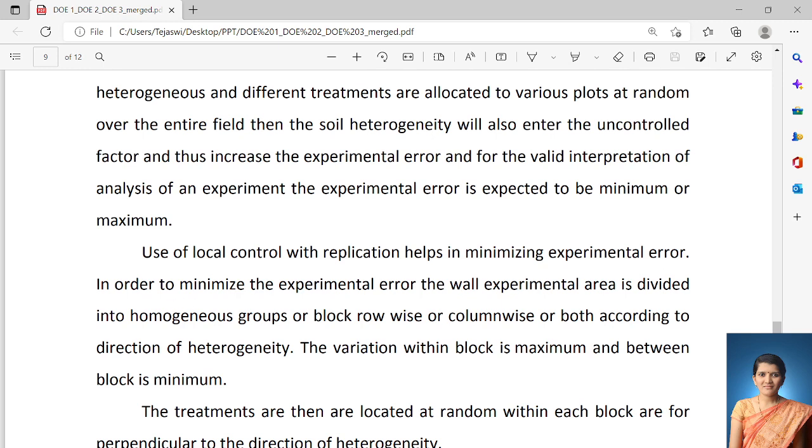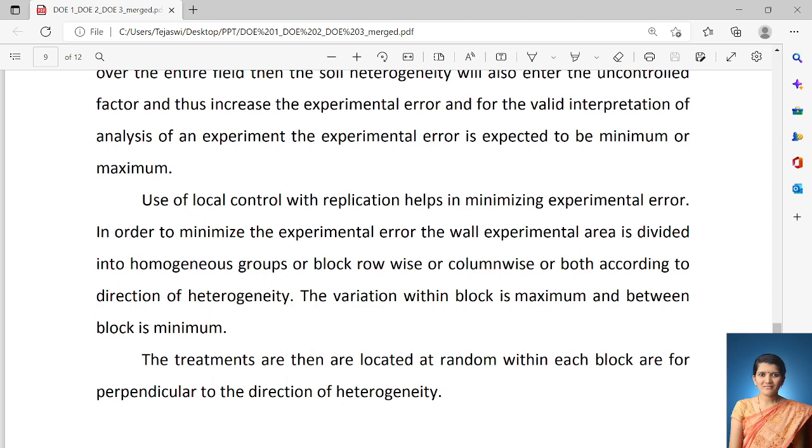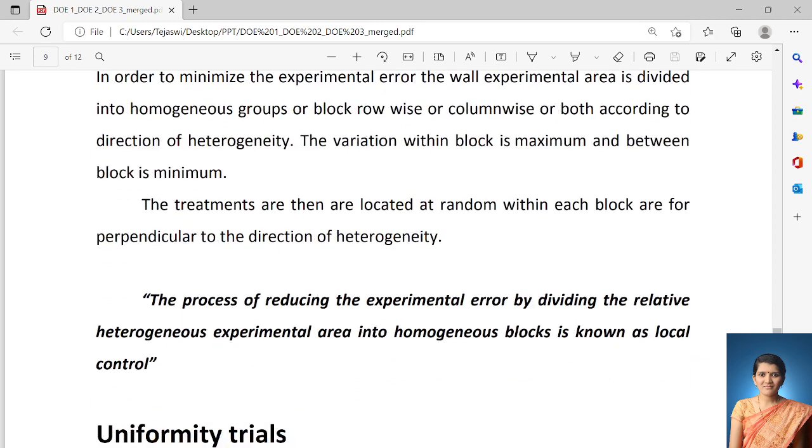In order to minimize the experimental error, the whole experimental area is divided into homogeneous groups. This is also called a block, row wise or column wise, or both, according to the direction of heterogeneity. The variation within the block is minimized and between the blocks is maximized, because the material in the block is homogeneous. A homogeneous group is called a block. Treatments are then allocated at random within each block, perpendicular to the direction of heterogeneity.